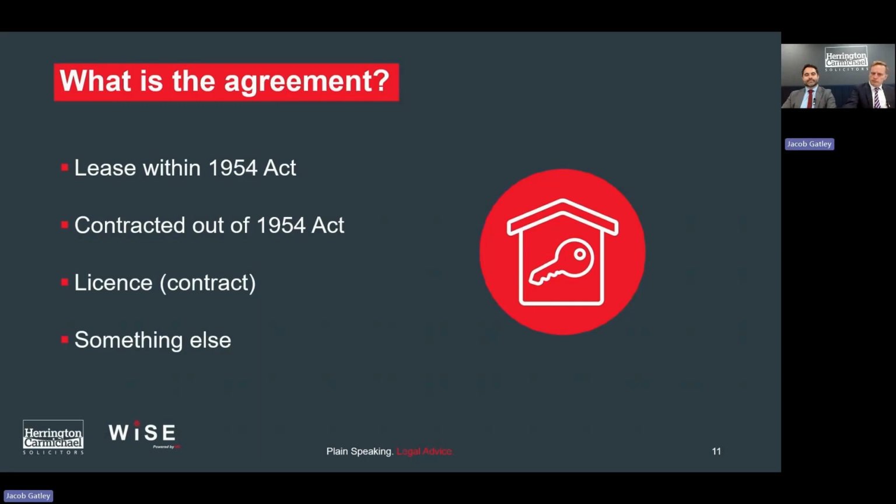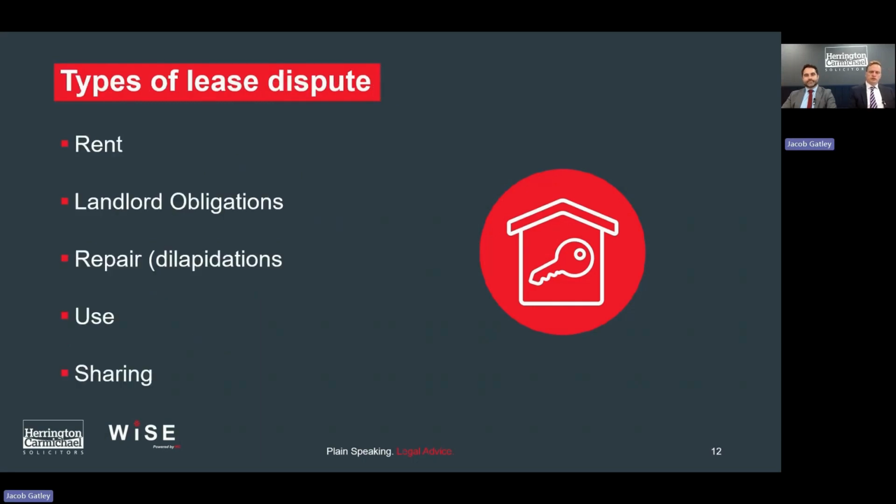So in terms of types of lease dispute, obviously the classic dispute is rent, whether a rent has been paid or not. The other one is landlord's obligations. You pay some money as a tenant for a property. Is the landlord complying with its side? Repair and dilapidations, well, I sort of dealt a lot with that earlier. It can be an extensive liability, which you need to think about when you enter into a lease or license.